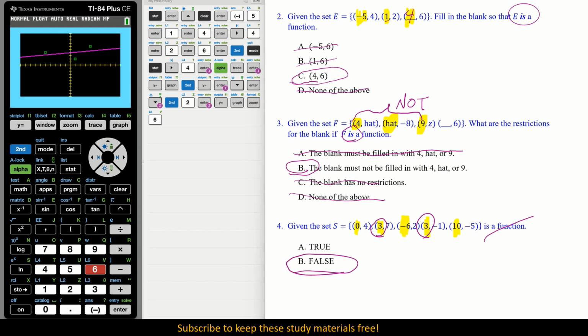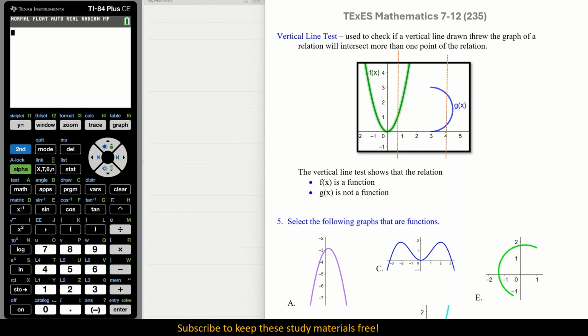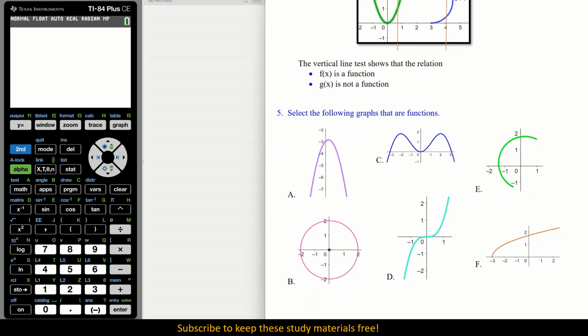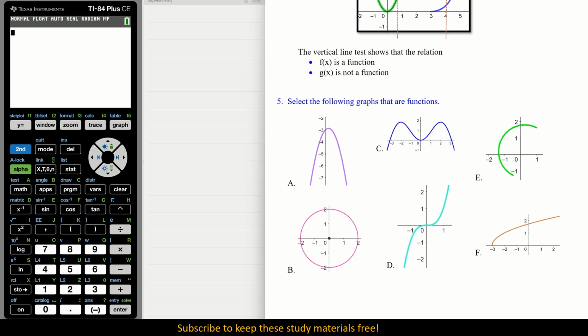Okay, moving on. For the next question, we will use the vertical line test, as we showed here before. We talked about it at the first of the video. Okay, so what are we really going to do? Number 5 says select the following graphs that are functions. Well, according to the vertical line test, if we draw a line through a curve and it only touches at one point, it is a function.